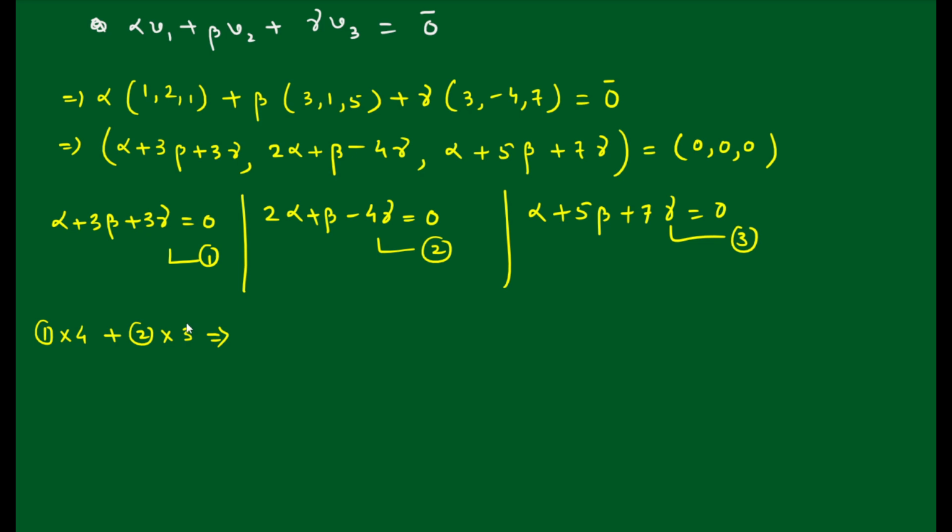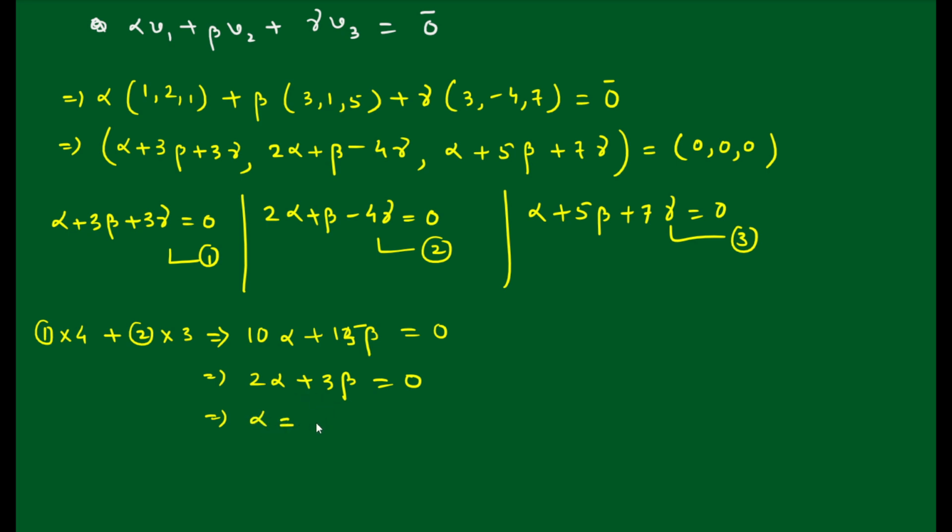Now if we do this, 4 into alpha and then 6, so it will be 10 alpha. Then we multiply with 4, it is 12 beta, then 3 beta plus 15 beta, and gamma will be cancelled out. So it is 15. Now it's 2 alpha plus 3 beta equals to 0. Now see, here we cannot get the value of alpha and beta.